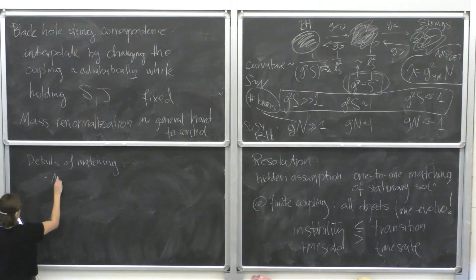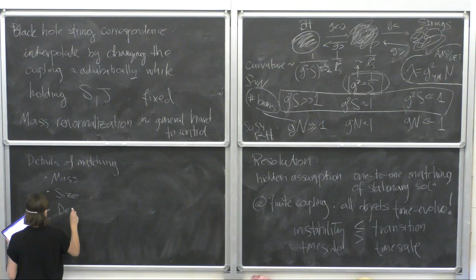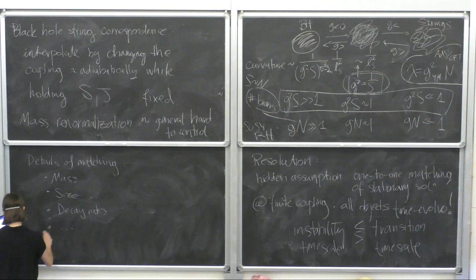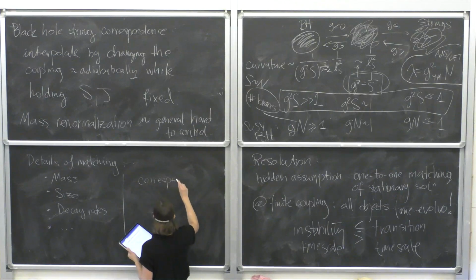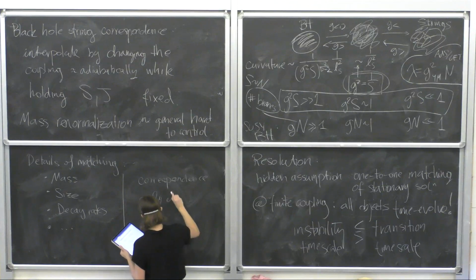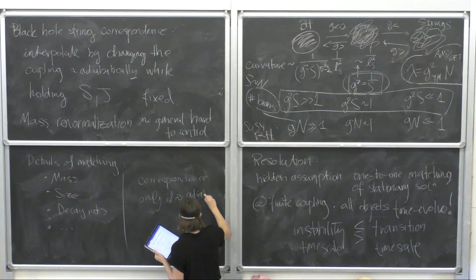What we're going to look at is how the mass behaves. We're going to look at the size of strings and black holes. We said that when you have a coupling that's neither 0 nor infinity, then things evolve. So we're going to look at decay rates. And then there's a list of things that you could imagine comparing. The important point is that there's a correspondence only if there's an approximate notion of adiabaticity.